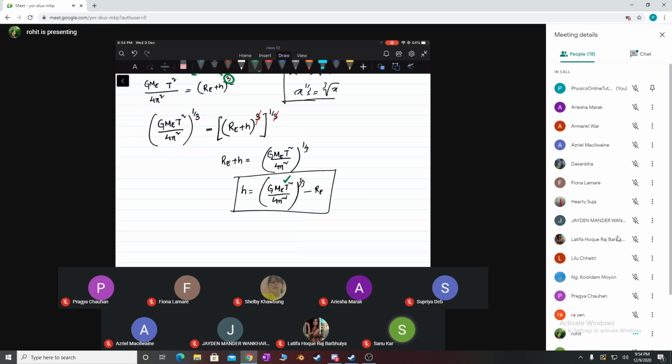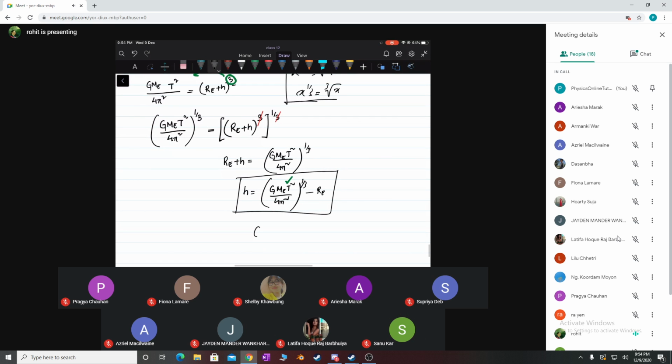And one more thing. The GME, as I told you, you can always replace it by GRE square. If they tell you the acceleration due to gravity, they tell you the radius, but they don't tell you the mass, don't write GME there, write GRE square. That is the point. I hope you got my point. Any doubts still, share.